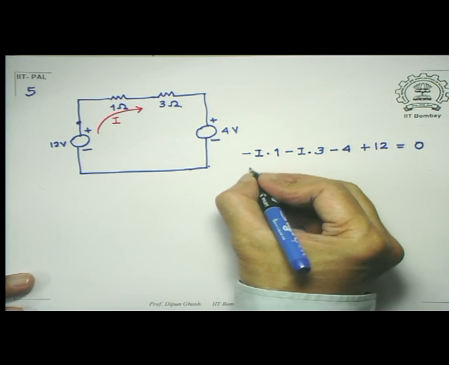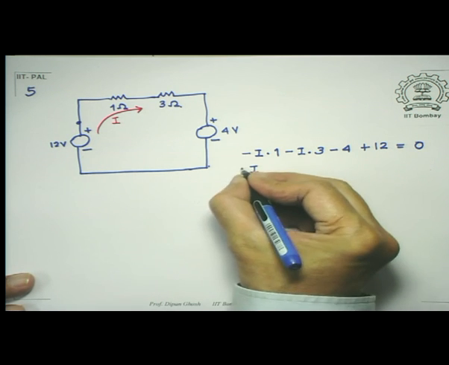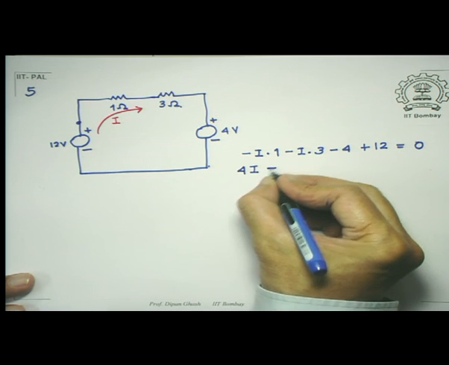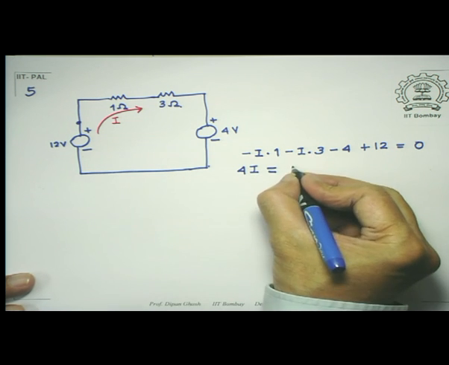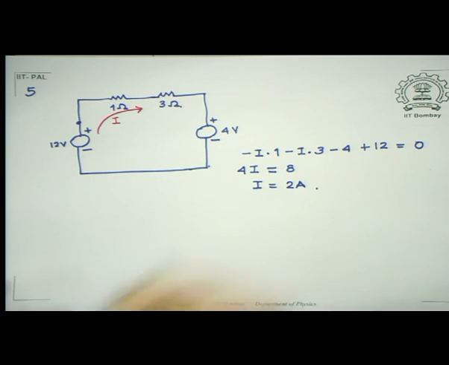So this tells me that 4I is equal to 8, so current I is equal to 2 amperes. This is a situation where I have a single branch. Let me increase the branches a little bit.